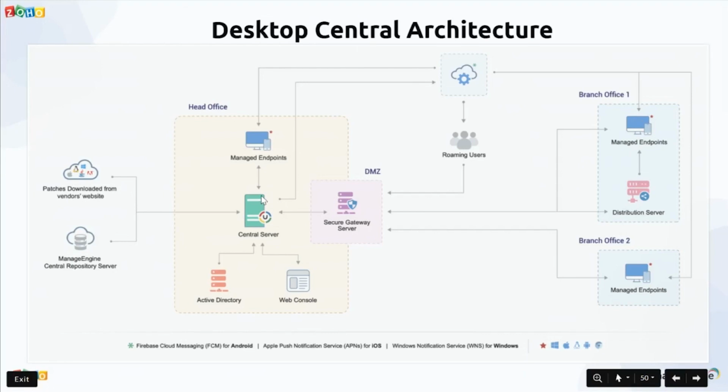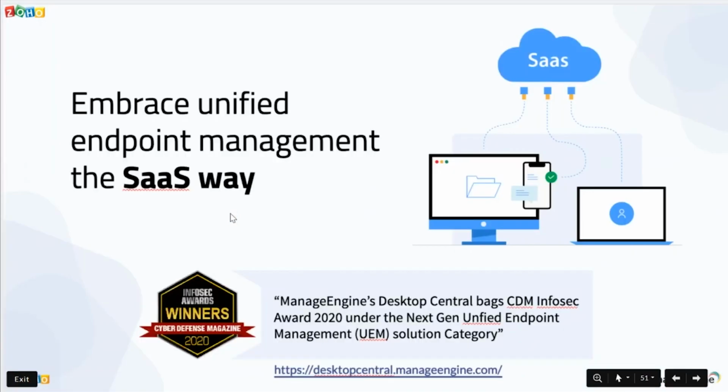Further, Desktop Central can also be used to manage roaming users. So you can enable a NAT in the firewall or configure the Secure Gateway server through which roaming users can contact the Desktop Central server. Desktop Central is also available on cloud. So you can host the Desktop Central server on cloud platforms like Azure and AWS Marketplace. So once the server is hosted on cloud, it can be used to manage agents directly or through the distribution server.